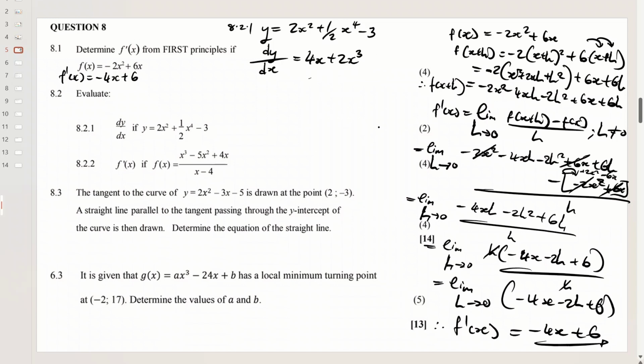So now, how are they going to mark you? They're going to say this is 2 marks. Understand? So now, coming to this one, see this 4 marks. You have to do a lot of work here.